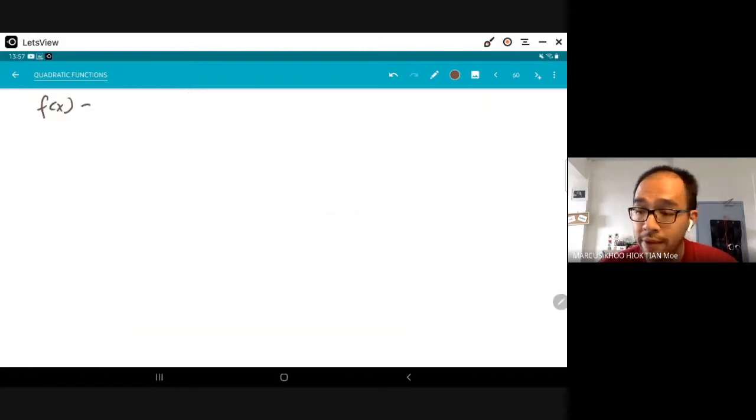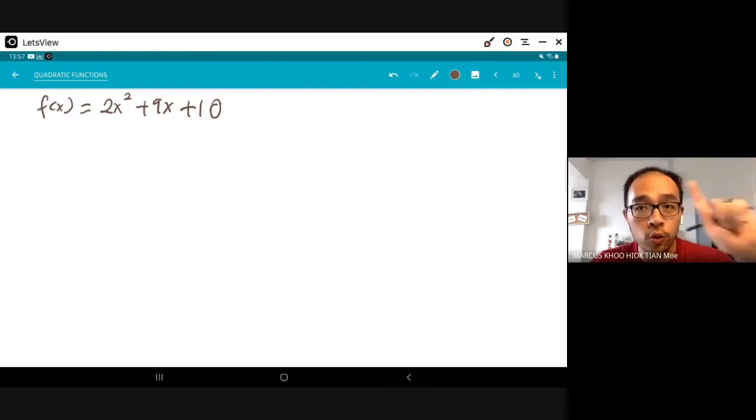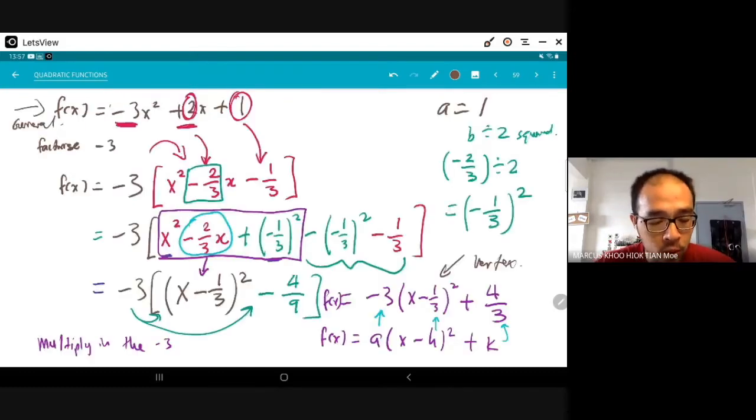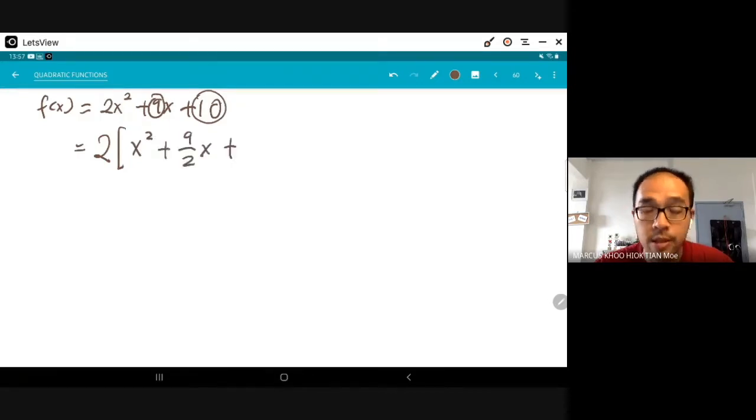Okay, so this is fx equals to 2x squared plus 9x plus 10. Now how do I change this into vertex form? Same thing, we do completing the square. So we take out the 2 first. Selalu langkah yang pertama kita kasih keluar nombor 2. When we keluarkan nombor 2, what will I get? Semua nombor ini akan terbahagi dengan 2 juga. So x squared plus 9 over 2x plus 10 bahagi 2, 5. 10 divided by 2 will be equals to 5.